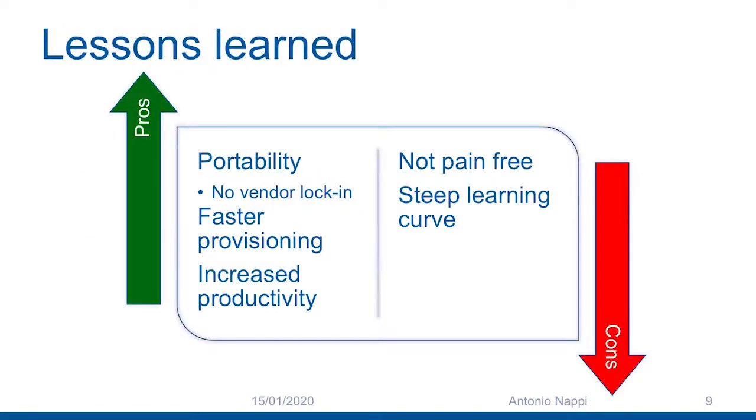To wrap up, what did we learn from this? Again, portability is the key for us, because we are not vendor locked-in. We can run this everywhere, no matter if on-premise or any cloud provider. And it made our deployment extremely, extremely fast. As I said, we went from half a day for one environment to half a day for 40 environments. This is a big achievement.